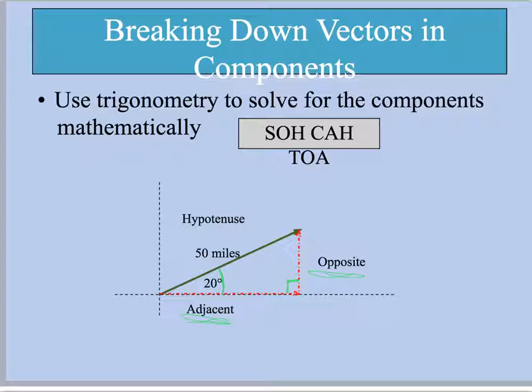And when we do that, we decide which one of these trig functions is going to work for us. Are we going to use sine, cosine, or tangent? Well, I'm trying to find the opposite, and I know the hypotenuse, and I know an angle. So this opposite side and this hypotenuse is what I want to go after. So I'm going to be doing sine. So I'm going to say the sine of the angle is equal to the opposite side over the hypotenuse.